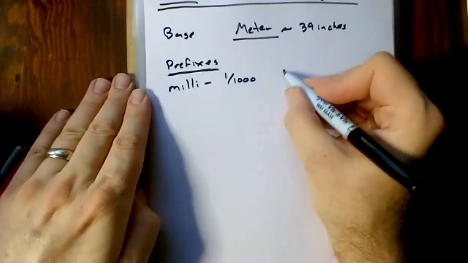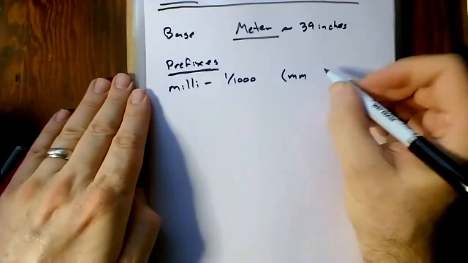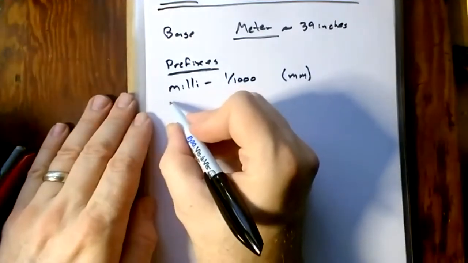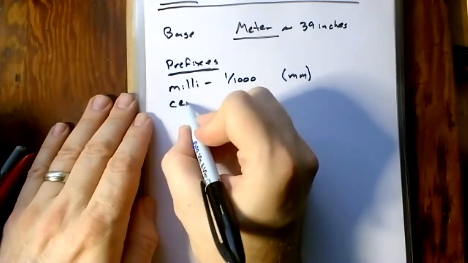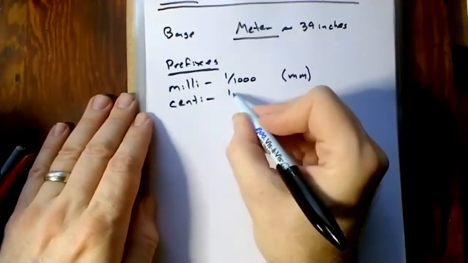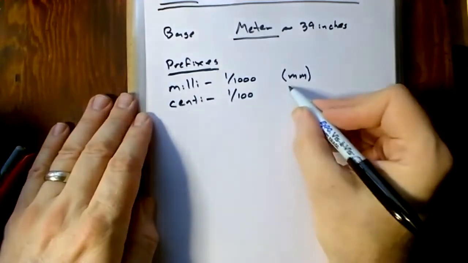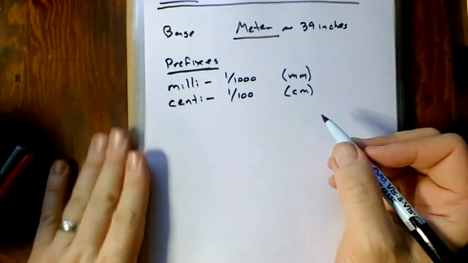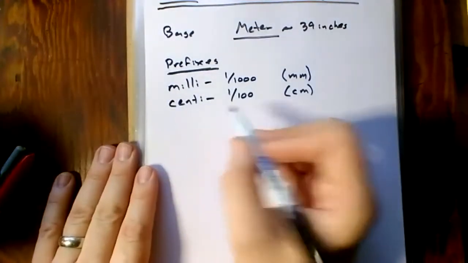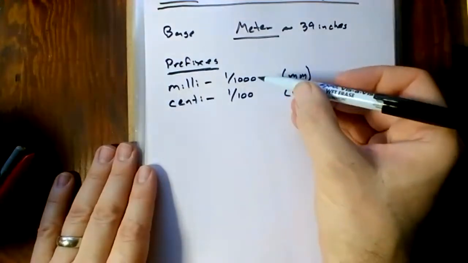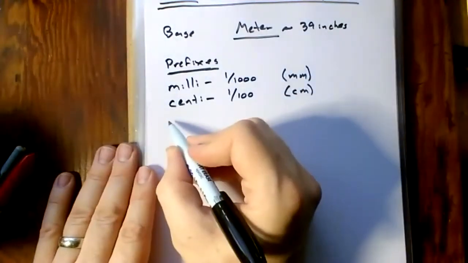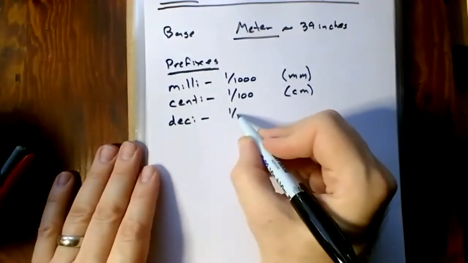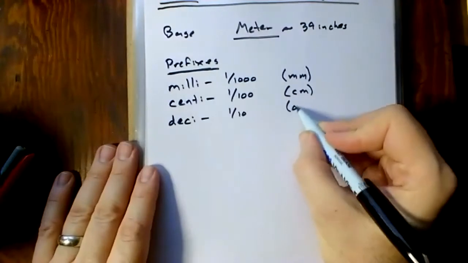So you could have a millimeter. You could have a centimeter. A centimeter is 1/100th of a meter, and we usually say cm for centimeter. Now, you'll notice that these are powers of 10. I've got a thousandth, a hundredth. Let's go for a tenth. With that, it's a deci. So that's 1/10 of a meter, dm.